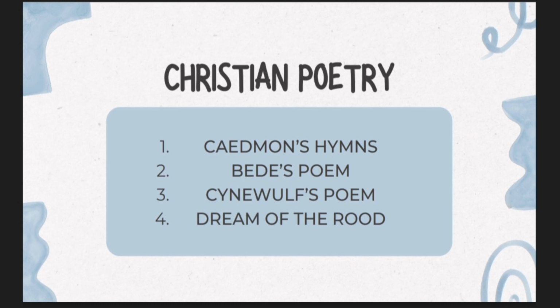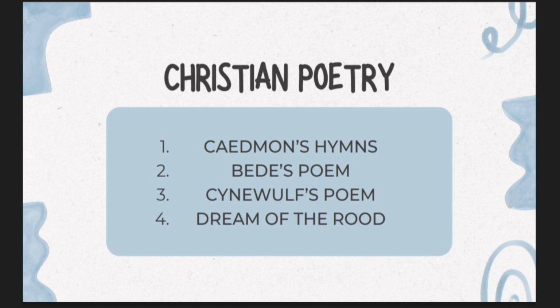Now let's jump to the next kind of poetry, that is Christian poetry. The first poem is called Caedmon's Hymn. Caedmon is a shepherd who cannot sing. In the monastery, there is a practice of passing the harp. Whoever has the harp has to sing, so the harp is a musical instrument. People don't pass the harp to Caedmon because of his lack of singing skills.